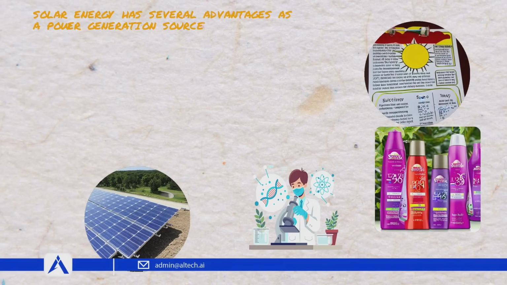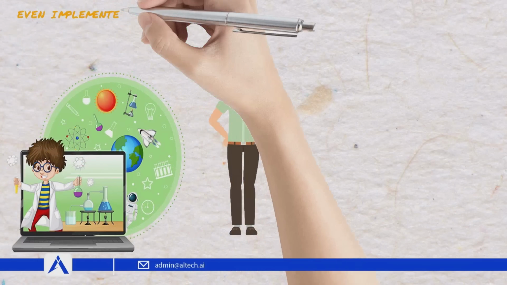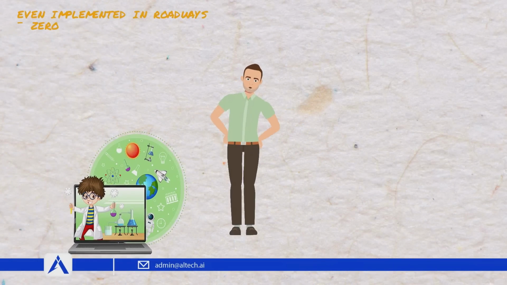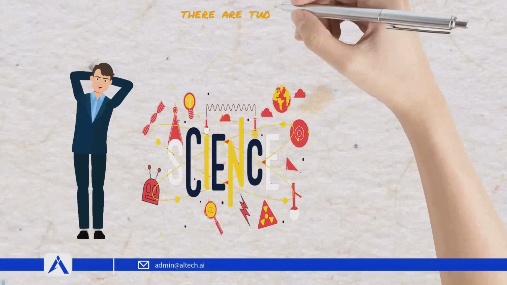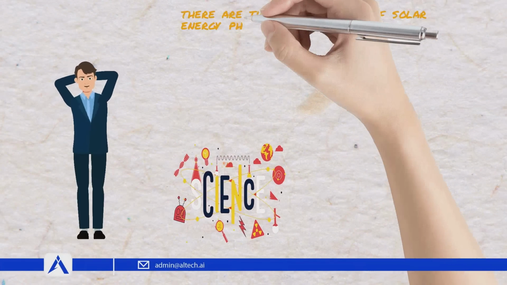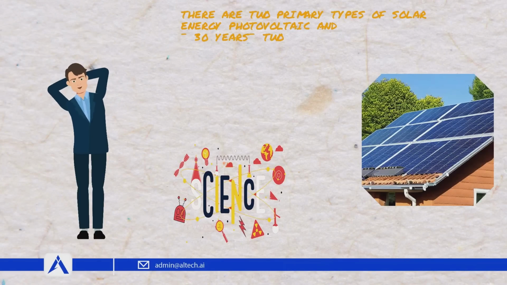Solar energy has several advantages as a power generation source. Firstly, it is completely renewable, meaning that as long as the sun shines, we will have access to endless solar energy. Secondly, it is a zero-emission source of energy, meaning it has no negative impact on the environment. Thirdly, solar panels are scalable. They can be installed on rooftops, in large solar farms, or even implemented in roadways. Furthermore, solar panels are low maintenance, have no moving parts, and can last for up to 30 years.